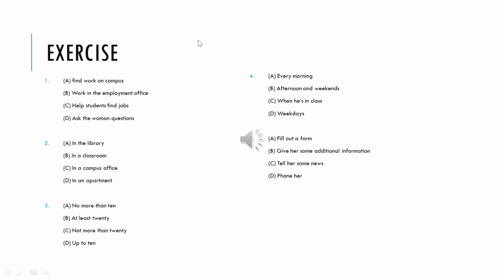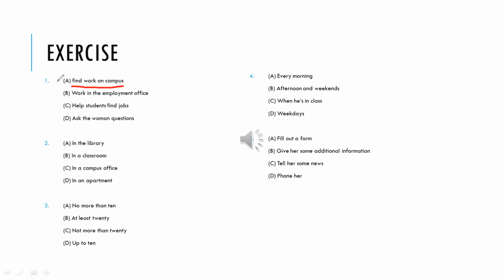All right, so let's discuss it together. So that was a longer conversation, right? Followed by 5 questions. And the topic was about a student looking for a job on campus. So that's why we can easily answer question number 1. The question was, what does the man want to do? Right, so he said, "I'm looking for a job on campus." So the answer is find work on campus.